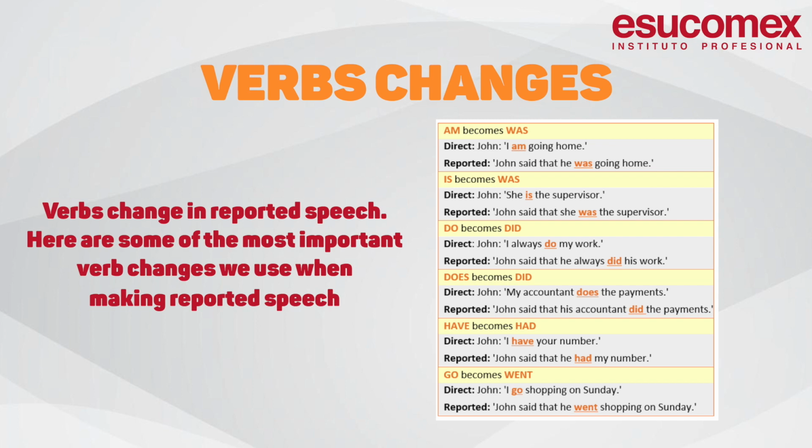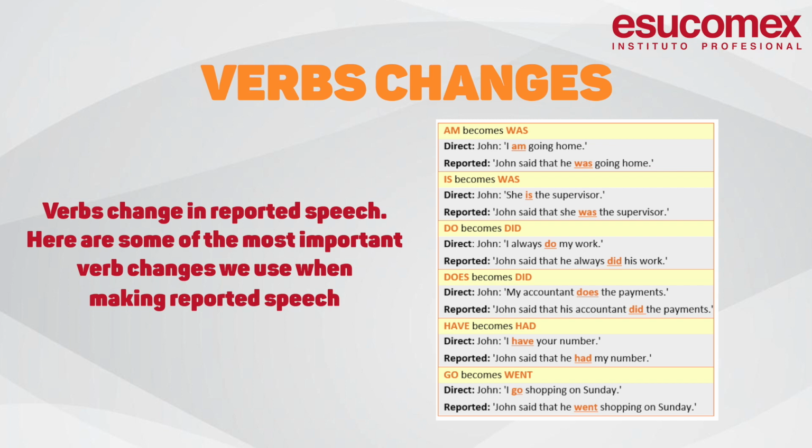Does becomes did. Direct. John: "My accountant does the payments." Reported: John said that his accountant did the payments. Have becomes had. Direct. John: "I have your number." Reported: John said that he had my number.